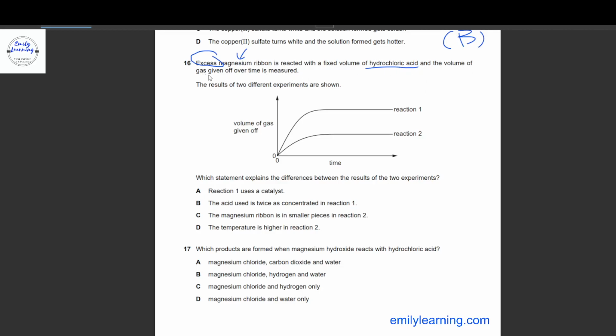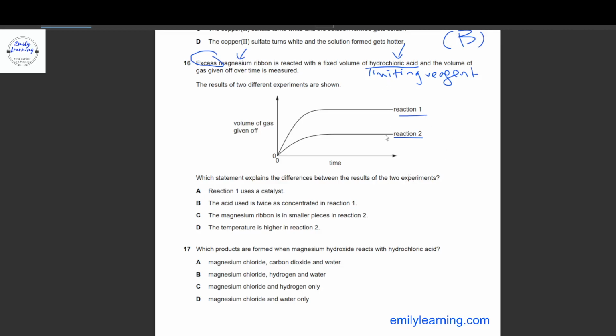The volume of gas given off over time is measured, and the results of two different experiments are shown. You notice that reaction 1 and reaction 2 produce different volumes of gas. This suggests I changed the amount of hydrochloric acid used, because hydrochloric acid is the limiting reagent. By increasing it, I'll have more hydrogen gas produced. But if I use more or less magnesium, I will not increase or decrease the volume, because it's in excess, so the same amount still reacts.